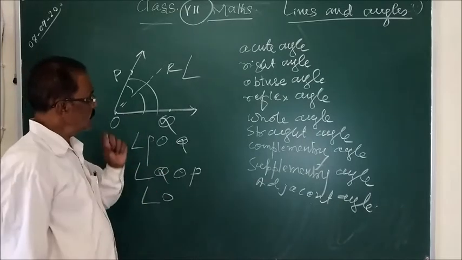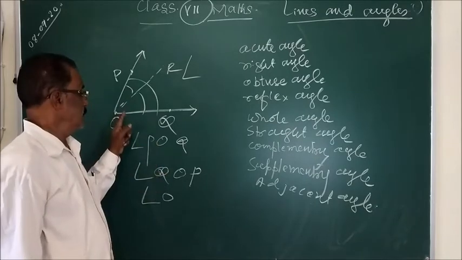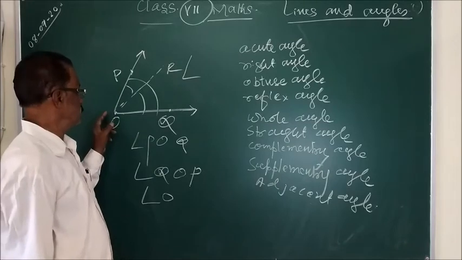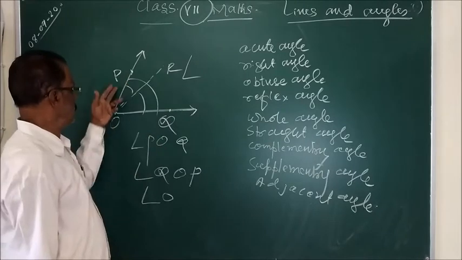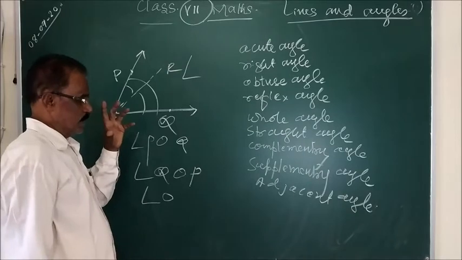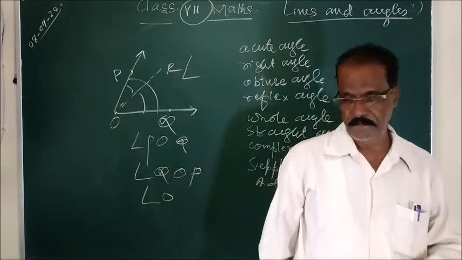If more than one angle is formed, you have to write this or this. So here, if you say POPQO, wrong. If you say OQP angle, wrong. If you say POQ, you are right. So that is the method to represent an angle in geometry.